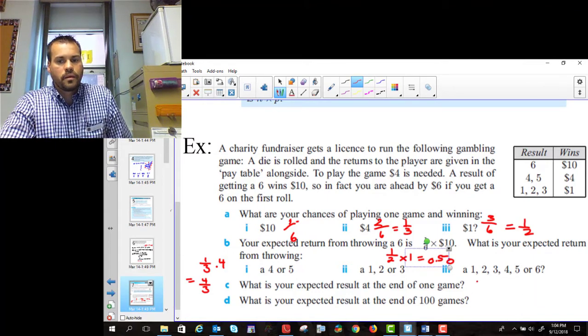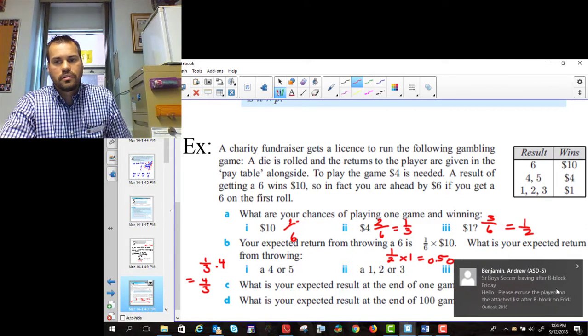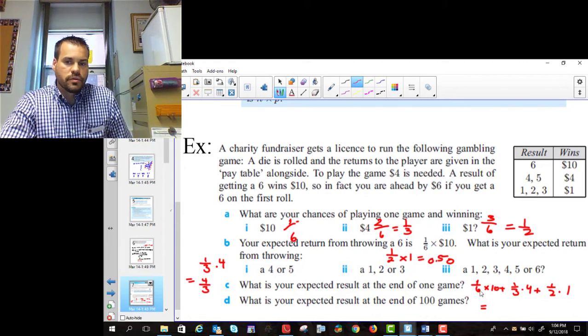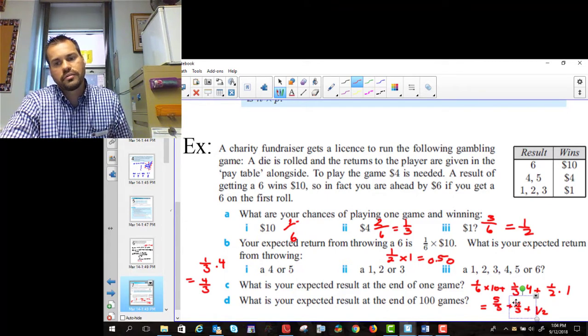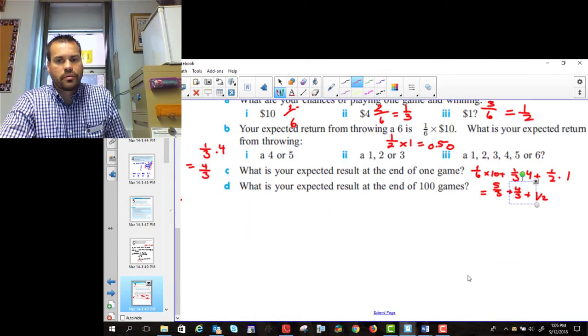So we have 1/6 times 10 plus 1/3 times 4 plus 1/2 times 1. So 10 over 6 reduces, if we divide them both by 2, to 5/3 plus 4/3, and then we're adding a half. So 5/3 plus 4/3 gives me 9/3, which is 3. So I end up with $3.50. So my expected return is $3.50.